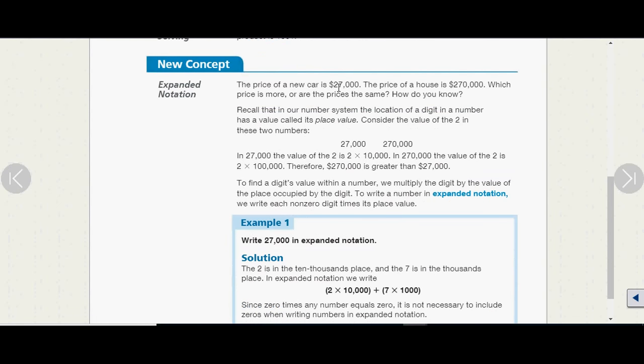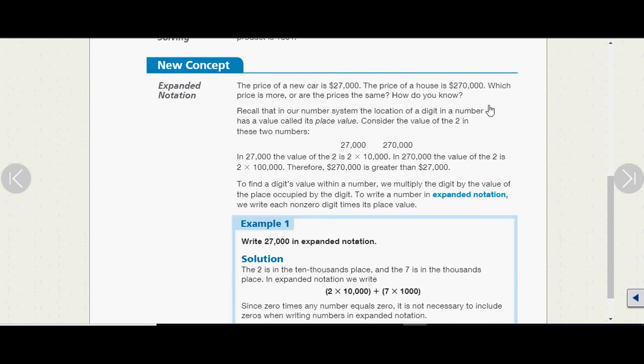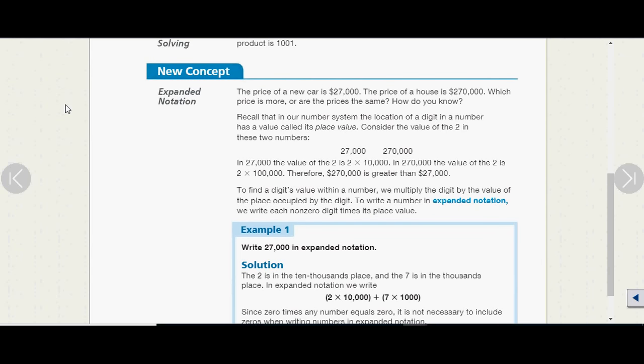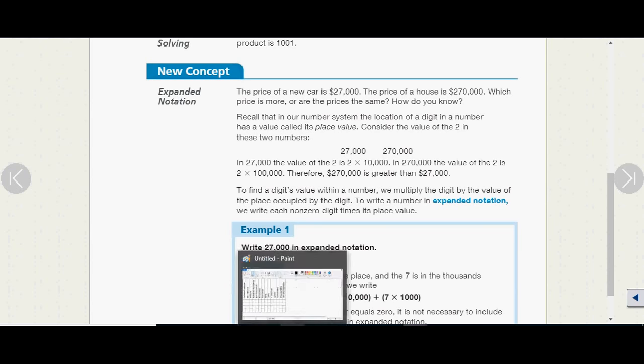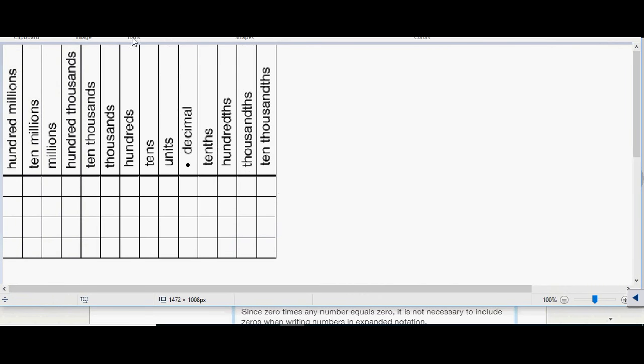First, if I have a car that's $27,000 and a house that's $270,000, how do you know which one's more? You might say just because I look at it and I can just tell. Or maybe you say because a car always costs less than a house, Mr. Otto. But really, how do we know that? It's all about place value, right?